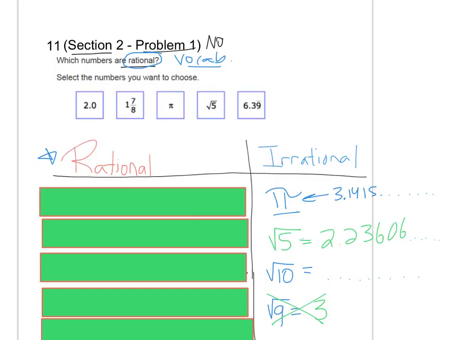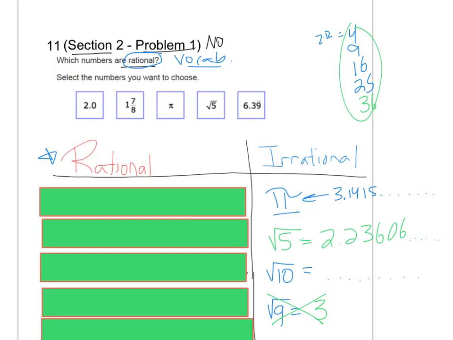Those numbers are like 4 because 2 times 2 is equal to 4. 3 times 3 is equal to 9. 4 times 4 is equal to 16. 5 times 5 is equal to 25. So the list continues. 6 times 6 is 36. If you see any of these numbers underneath the square root, then it would not be irrational. It would actually be a rational number.